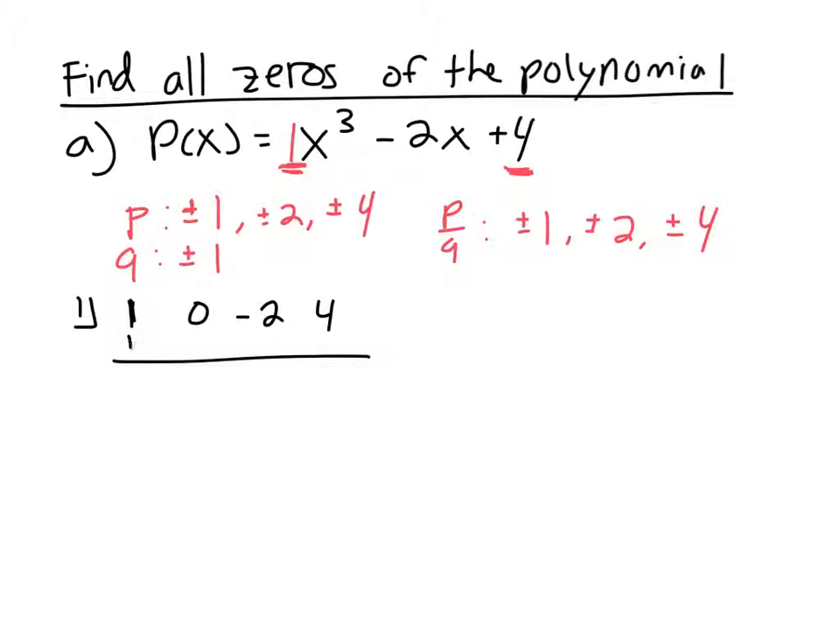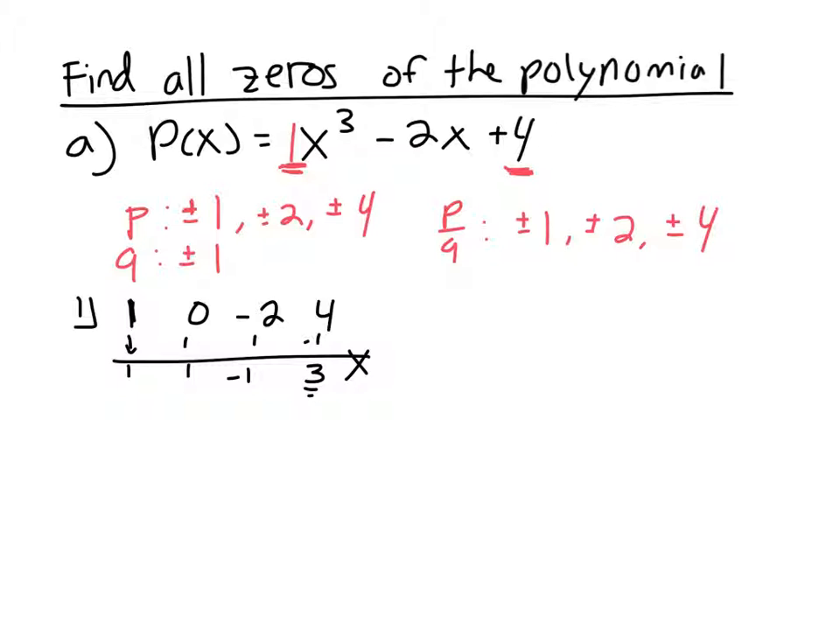Okay, so bring this 1 down. 1 times 1 is 1. Add to get 1. Then 1 times 1 is 1, and the sum is negative 1... 1 times negative 1 is negative 1. And then this is 3, which is not a 0 because it has a remainder.